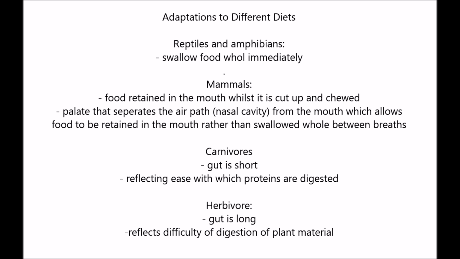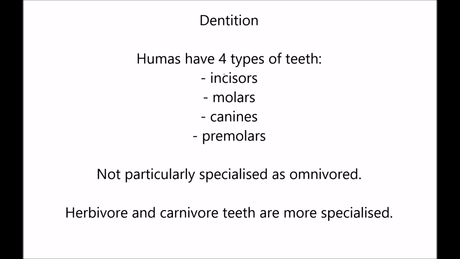There are different teeth for different functions. Dentition. Humans have 4 types of teeth: incisors, molars, canines and premolars. These are not particularly specialised as humans are omnivores. Herbivores' and carnivores' teeth are more specialised.